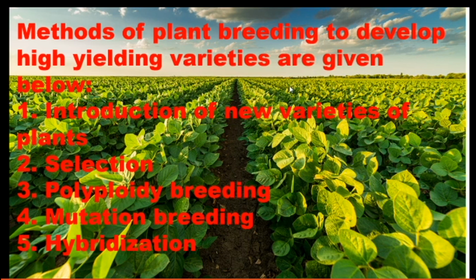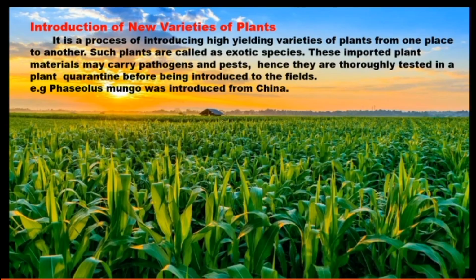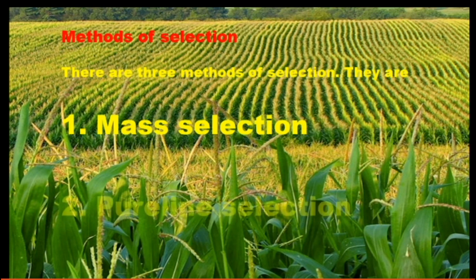It may ask us seven more questions. Explain the methods of plant breeding to develop high yield varieties. You have to explain the introduction of new varieties, selection, polyploidy, mutation breeding and hybridization. This is very important for us to study.